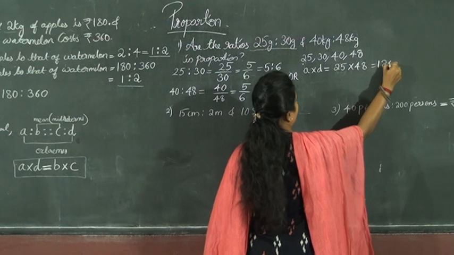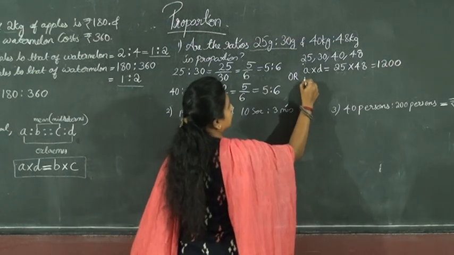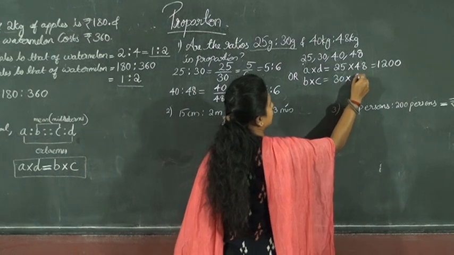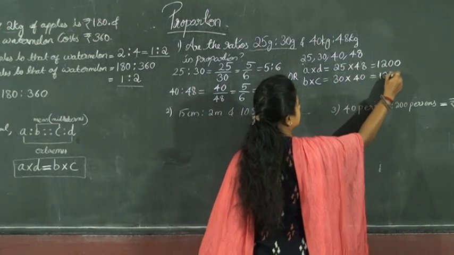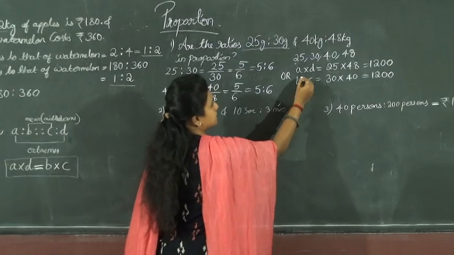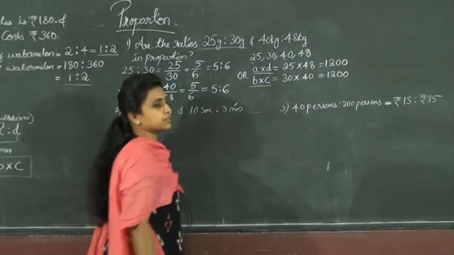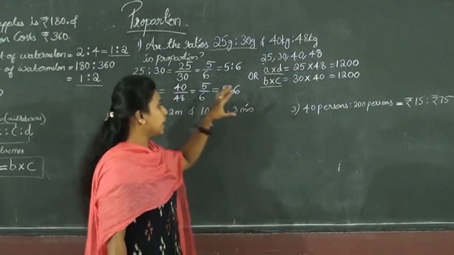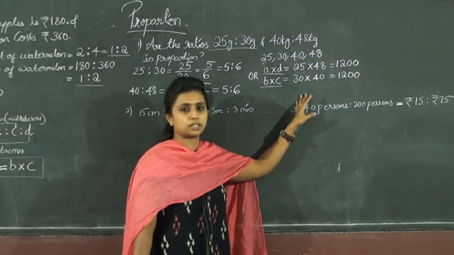Answer is 1200. And B into C is equal to 30 into 40, here also the answer is 1200. So you can see that A into D is equal to B into C. So again, it is in proportion. You can choose this method, or you can choose the other method.